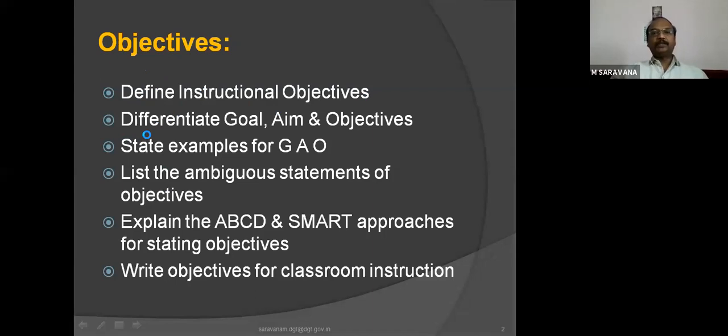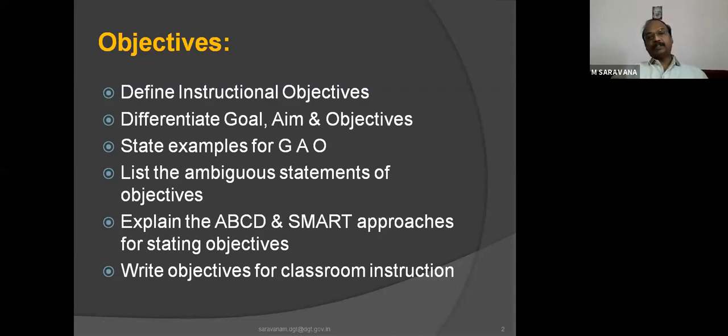There are three terms. They look synonymous to each other, but we must know the difference between goal, aim, and objectives. And you will be able to state some examples for goal, some examples for aim, and some examples for objectives. And you will also be able to list the ambiguous statements of objectives. There are statements which we should not use while writing the objectives. So let us see those statements, and explain the ABCD and SMART approaches.